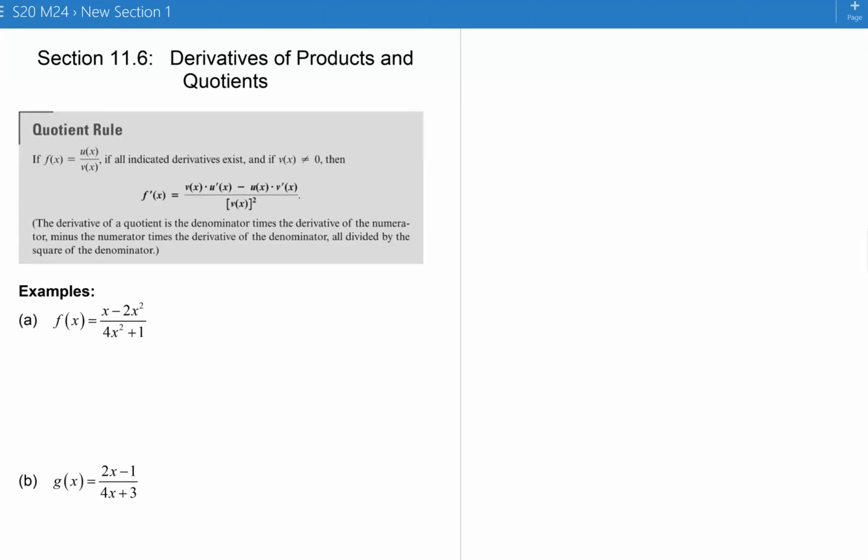So here is the quotient rule. So you can see why I did the arrangement I did where I had VU prime and UV prime, but in the quotient rule, there's a minus. So it's the bottom function times the derivative of the top minus the top function times the derivative of the bottom, all over the bottom function squared.